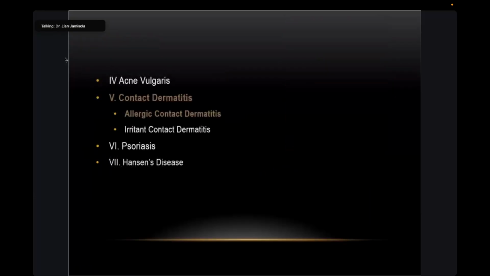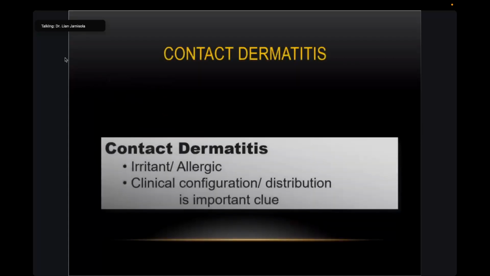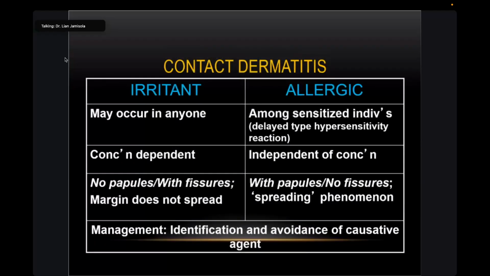Okay. So next, we go to exogenous dermatitis. Exogenous meaning it's caused by something outside of your skin. So here, I'll only discuss one, the contact dermatitis, which has two types. We have the allergic and the irritant contact dermatitis. Okay. So a clue that your patient has contact dermatitis is the clinical configuration or distribution. This is the most important clue. And here are the ways to differentiate whether it's an irritant or an allergic contact dermatitis.